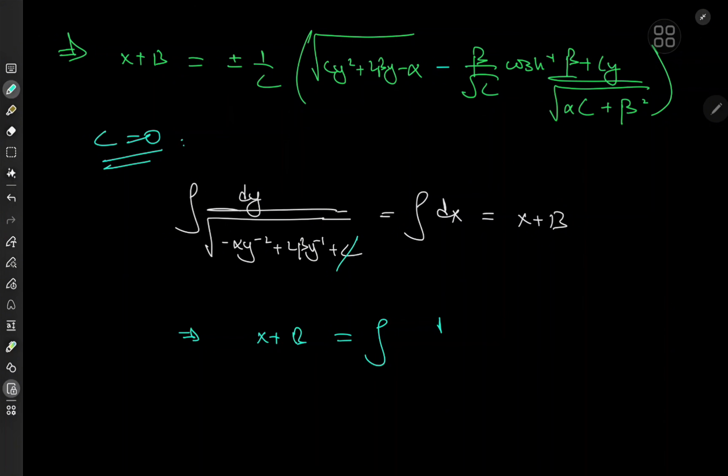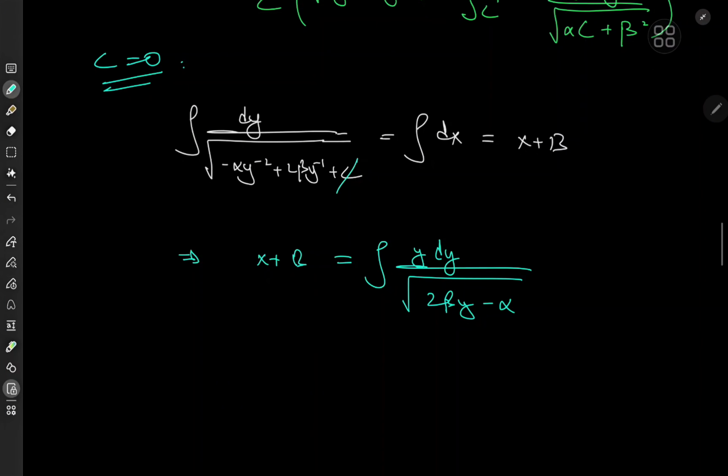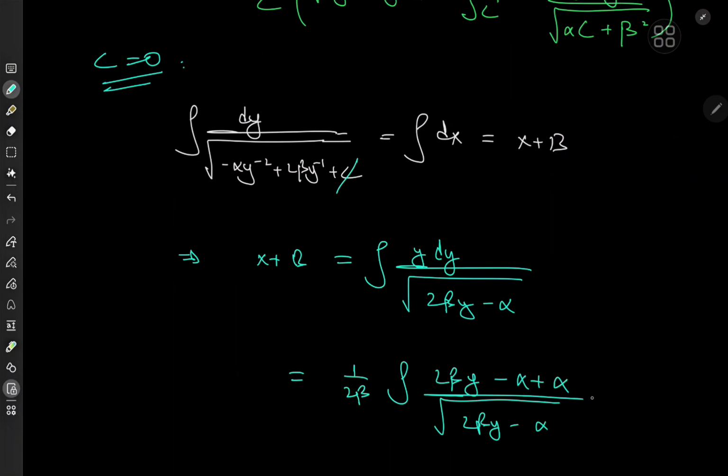So this is dy over, what exactly? Oh yeah, y times dy, that is, times a 2 beta y term minus an alpha term. So this looks like a considerably simplified version of the above. I could expand using 1 over 2 beta because I would like a 2 beta term with my y term over there. I'd also like an alpha and hence a negative alpha over root 2 beta y minus alpha.